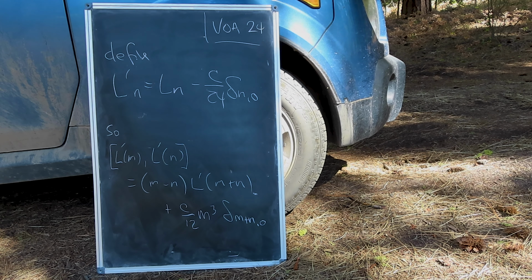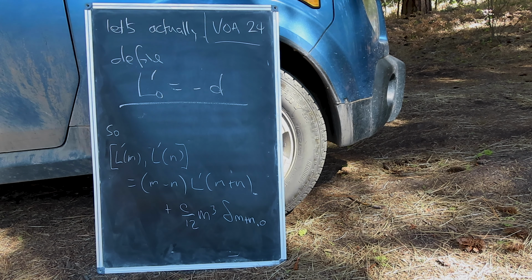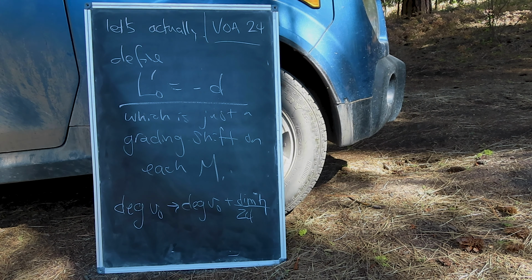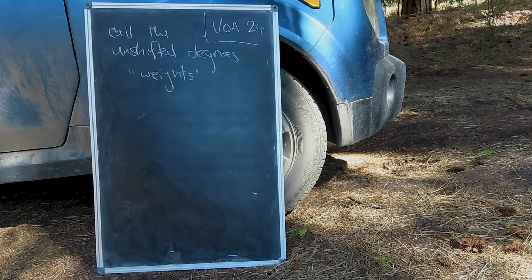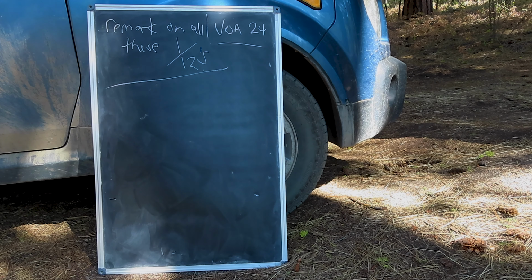Let's actually define this shifted L0 as minus the degree operator. This is just a grading shift on each m by dim h over 24. So, up to a minus sign, we'll call the unshifted degrees weights, and fill out the table with the data that we'll need in future studies. Finally, we'll close with a discussion relating these shifts with all these factors of 1/12 flying around.